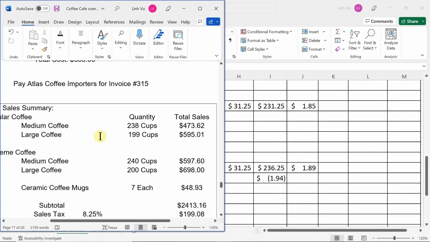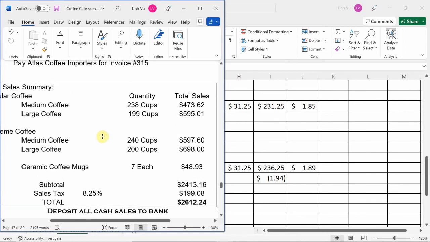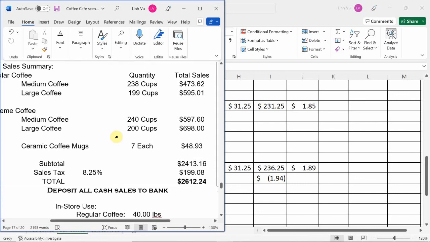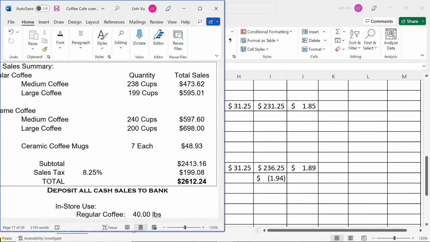Okay. So here I sold 238 cups of medium regular coffee. I sold 199 large regular coffee, and then I sold 240 medium supreme coffee and 200 large supreme coffees and 7 ceramic coffee mugs with a tax of $199.08, excuse me. And then of course I collected $2,612.24. So today was a slow day.